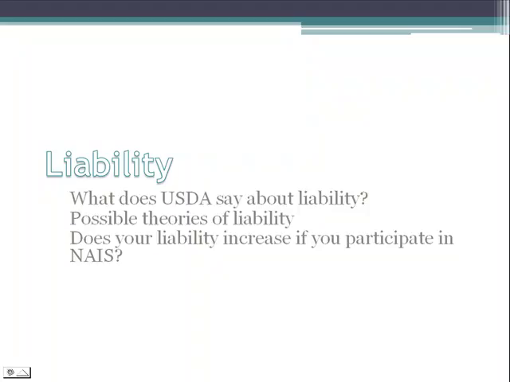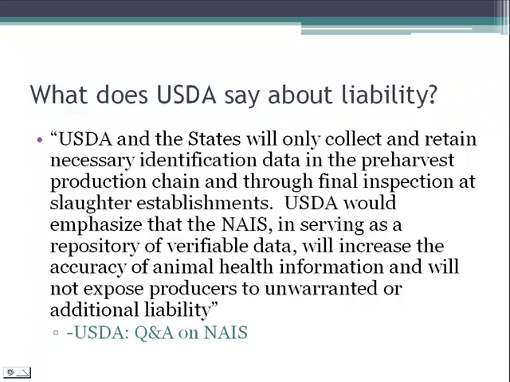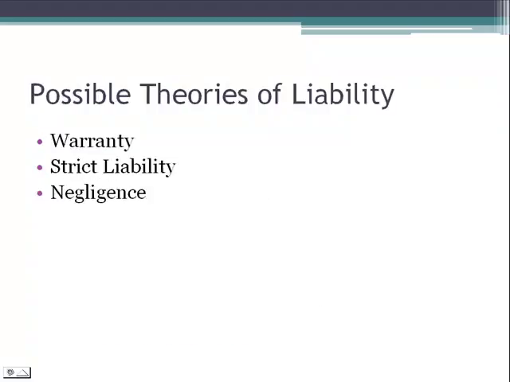And USDA says, as you can imagine, that NAIS would not expose producers to unwarranted or additional liability. There are three possible ways that liability could be imposed. It could be imposed under a warranty theory, strict liability, or negligence. And we're going to talk about each of them in turn.